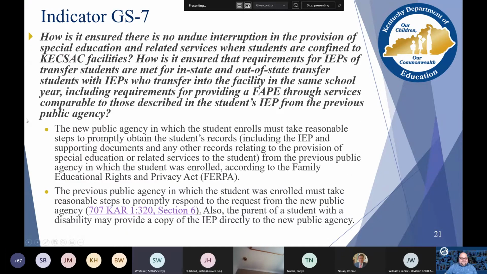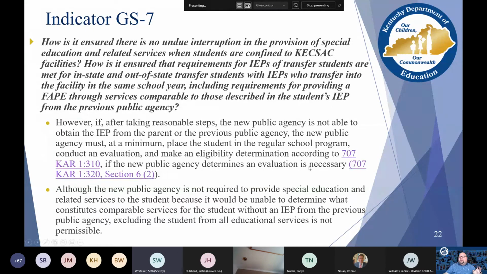All right. And I know this is a lot, folks, so I apologize. So the new public agency in which the student enrolls must take proper steps to make sure that you're getting those records. I think you're getting the gist of it here, that you've got to make sure that these records get there, and make sure that that student, if they have an IEP, receives the services to which they're entitled.